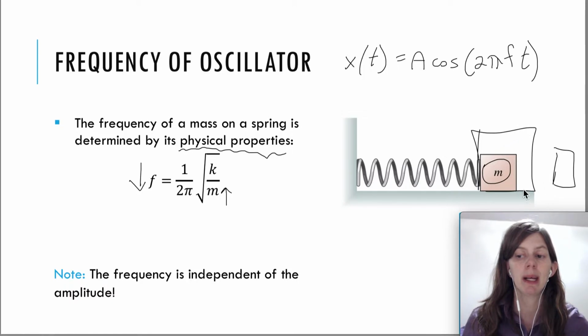Let's say you pull it this much, and that's the amplitude. You might think that the more that you pull it from the equilibrium position, the bigger the amplitude, the faster it's going to oscillate. But this equation shows us that amplitude does not come into play for the frequency.